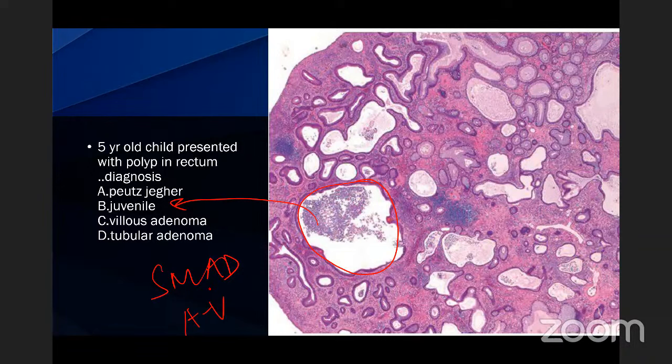So Peutz-Jeghers polyp and juvenile polyp are hamartomatous polyps. Apart from that, we also have hamartomatous polyp syndromes. In this, you have to remember Cowden syndrome, which is a hamartomatous polyp syndrome. So Cowden syndrome is a person becoming like a cow. So very bad cow I'm drawing, okay. But what is the classical feature of the cow? That it has hyperkeratosis of hand and feet, and it has skin appendageal tumors. And remember, this is a cow.